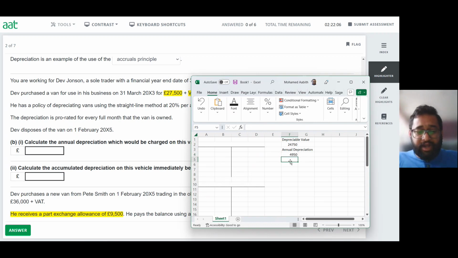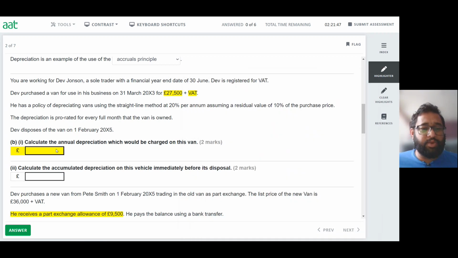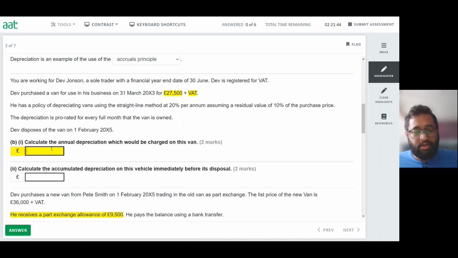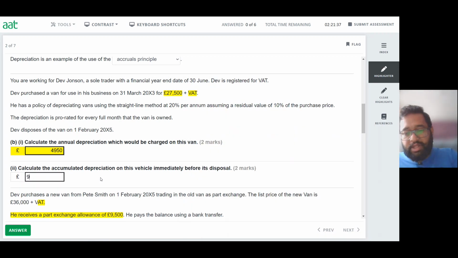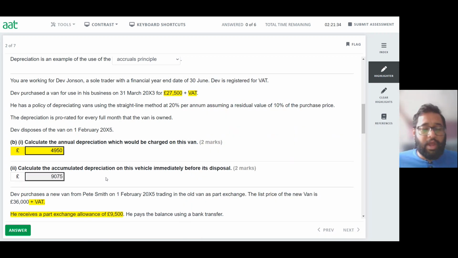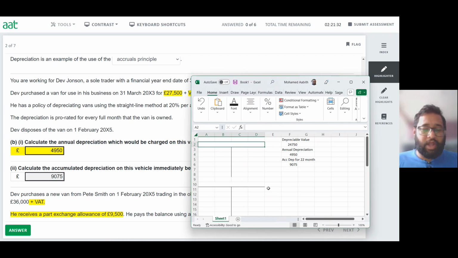So accumulated depreciation for 22 months will be, we have to divide this by 12 to find the monthly cost and then multiply by 22. So I'll get 9,075. So these are the two questions they have here. The answers for that one is 4950. And for this one is going to be 9075.